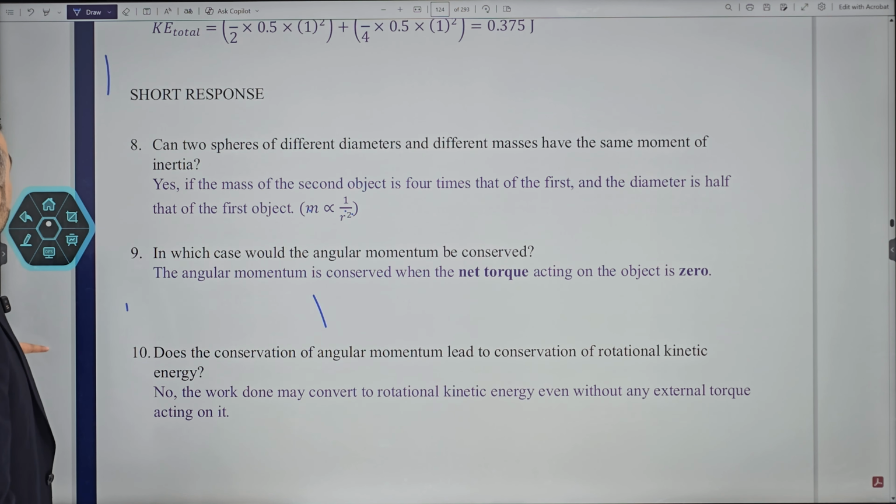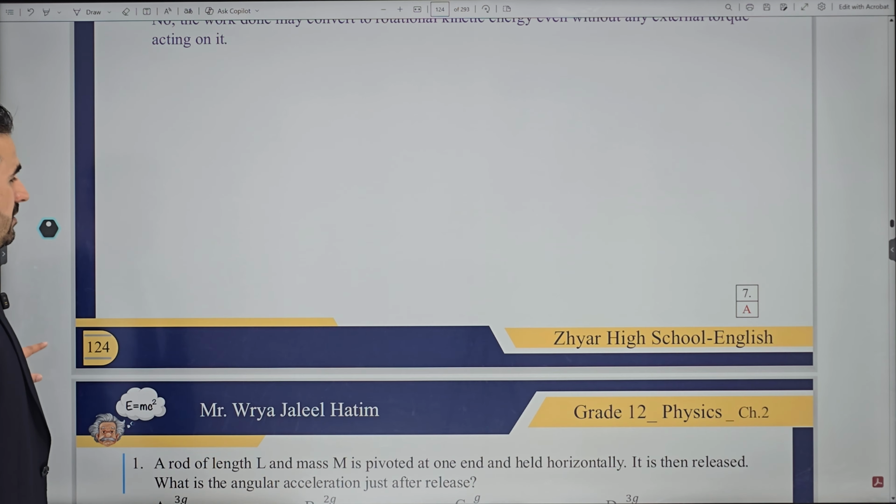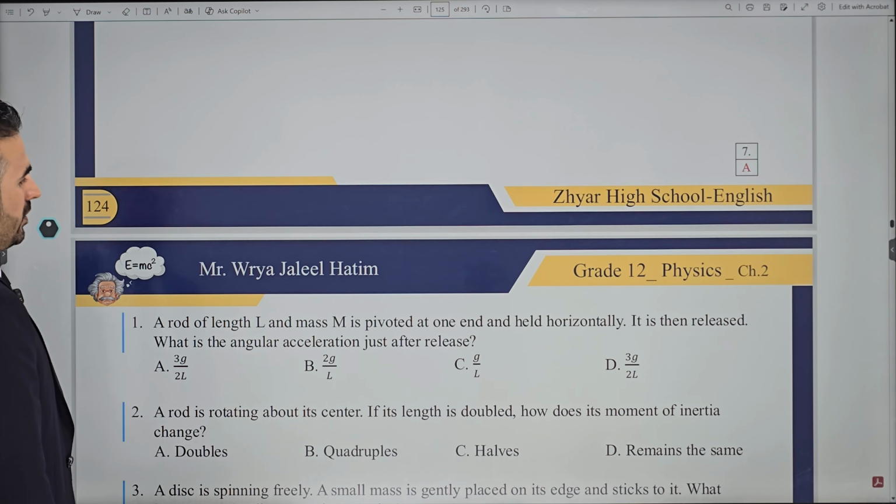In which case would the angular momentum be conserved? We've mentioned that when the net external torque acting on the object is 0. Does the conservation of angular momentum lead to the conservation of rotational kinetic energy? The answer is no, because work may be done, and this work will be converted to rotational kinetic energy. Then the angular speed will not be conserved. And I would love to see you try these questions as well.